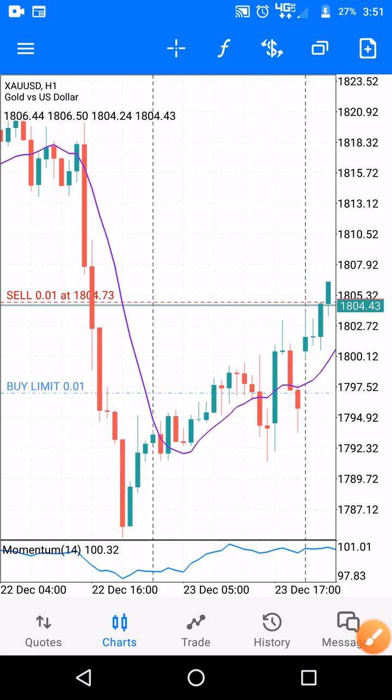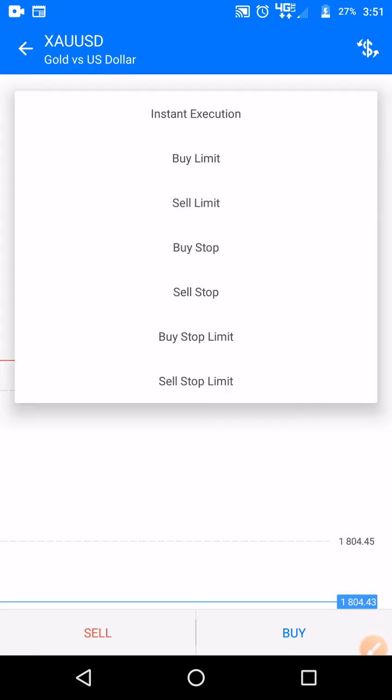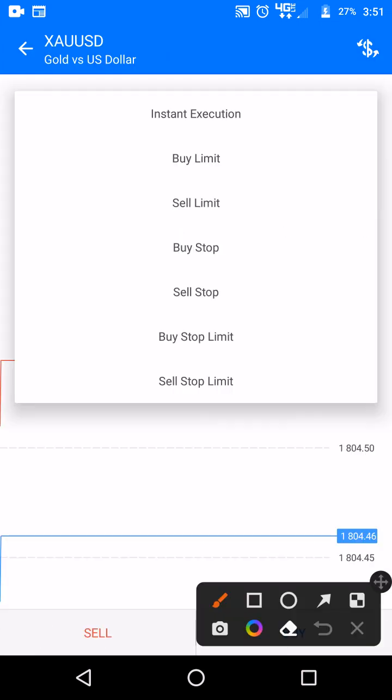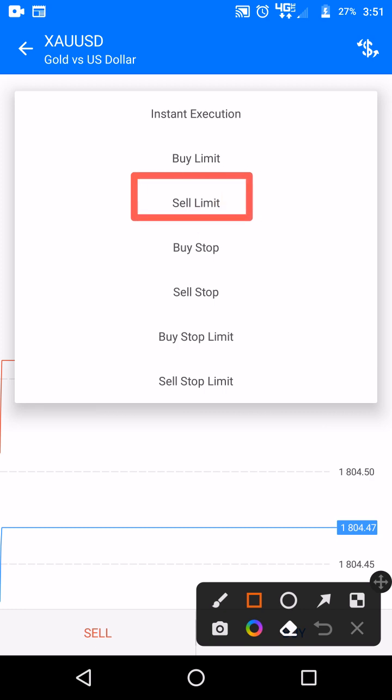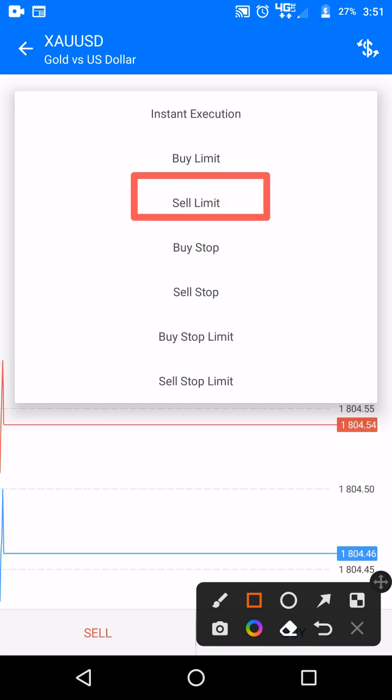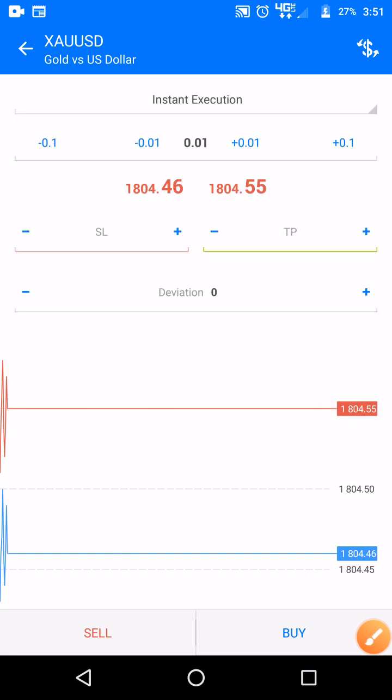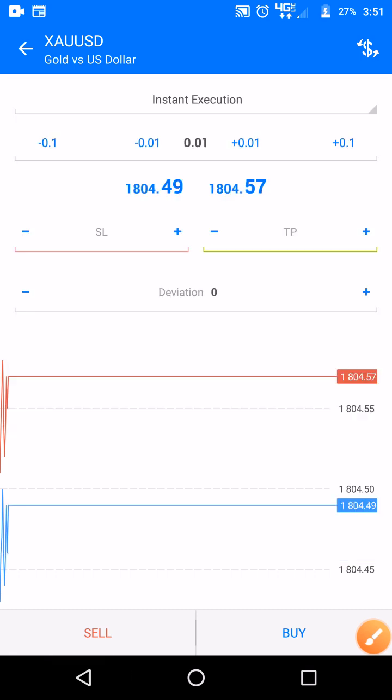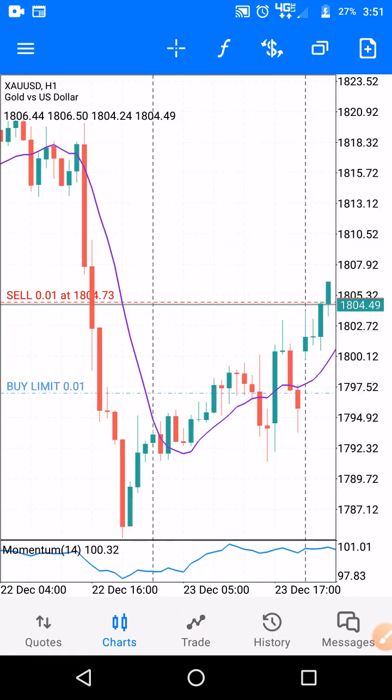Now the second one is sell limit. So sell limit is the opposite, meaning you set a particular price that if the market reaches there, it should start selling for you. It should open a position for you so that it will sell.